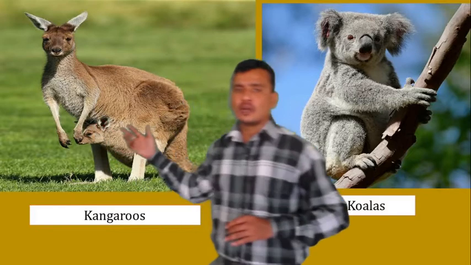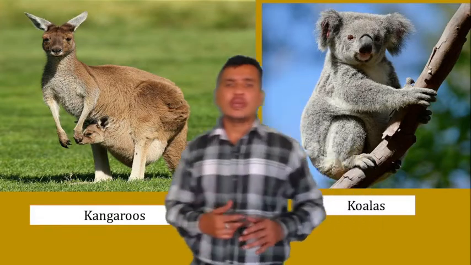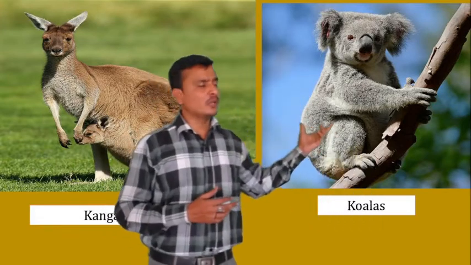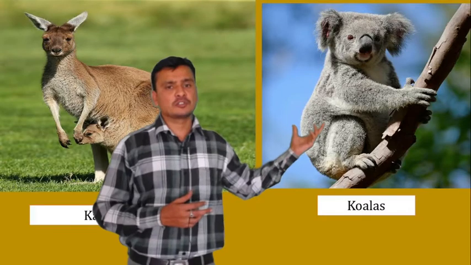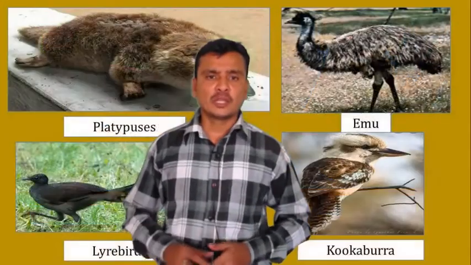This is the kangaroo, and it carries its baby in its pocket, which is on its stomach. That is also found with the koalas, and it is the most important feature of the Australian continent, Australian wildlife: kangaroos and koalas.